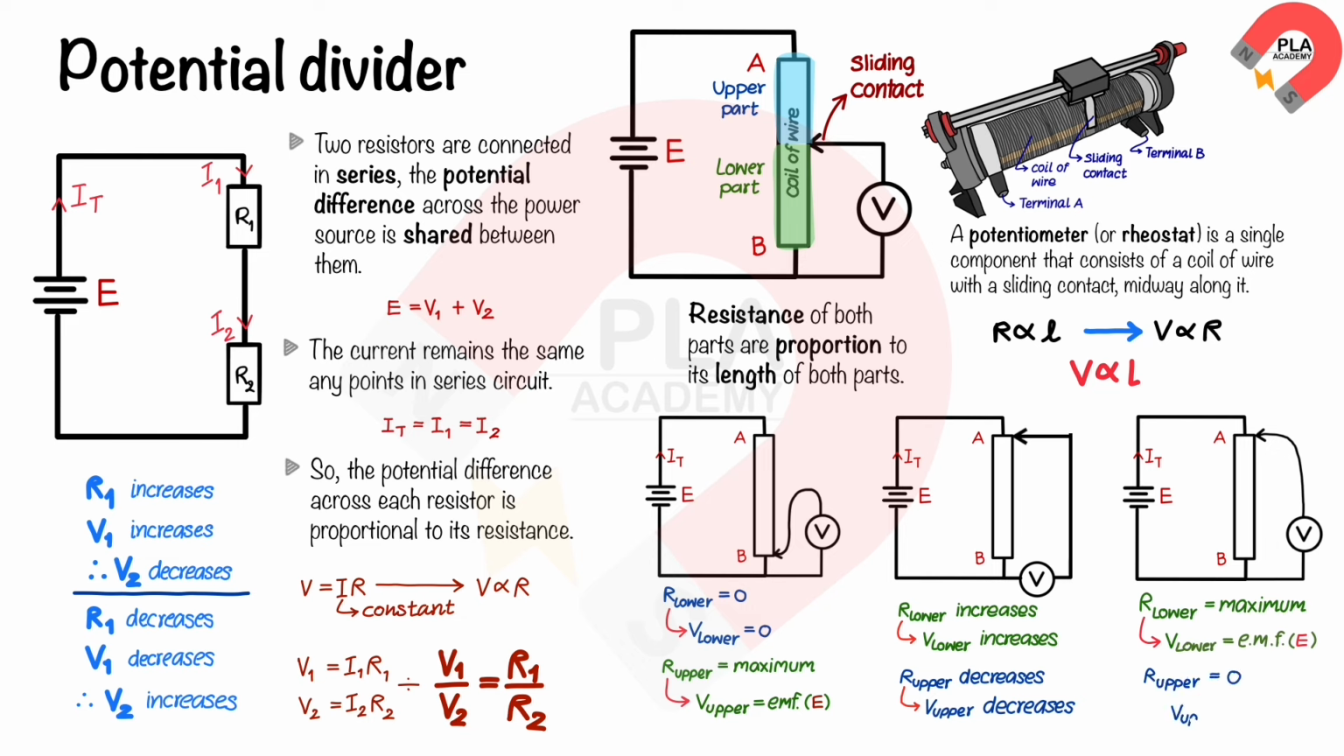While the resistance of the upper part will be zero, and so the potential difference across it will also be zero. Potential dividers are used widely in volume controls and sensory circuits using LDRs and thermistors.